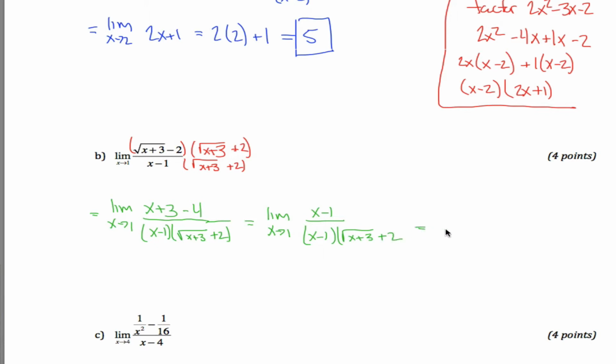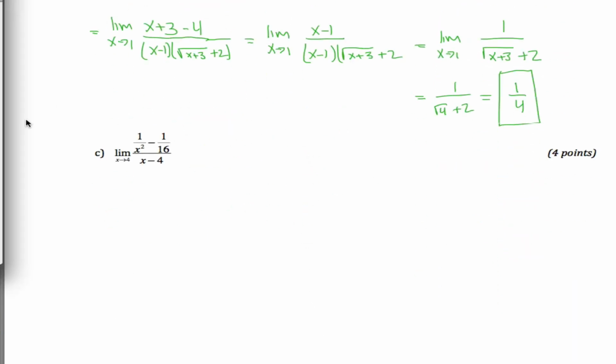So I can cancel out those x minus 1's and get that this is equal to the limit as x approaches 1 of 1 divided by the square root of x plus 3 plus 2. This is a limit I can evaluate because this function is continuous at x equals 1. So the way I evaluate this limit is by changing all the x's into 1's, and I get 1 divided by the square root of 4 plus 2, which is 1 divided by 2 plus 2, which is 1/4.